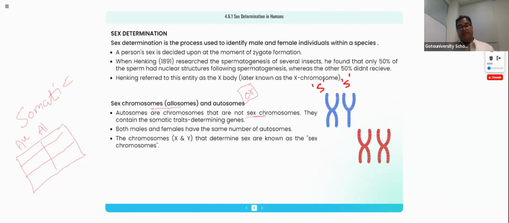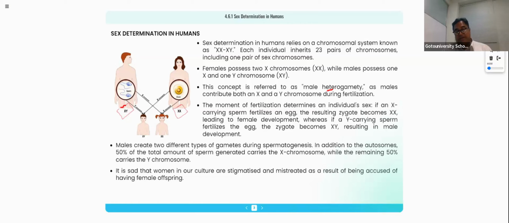So now we are coming to sex determination in humans. See, the word heterogamy is what we use for the male. Why? Because the male is XY. So if the male is XY, we call that heterogamy. If the male had two similar chromosomes, we could call that homogamy. But we do not find the male like this; we find it only in the case of female.